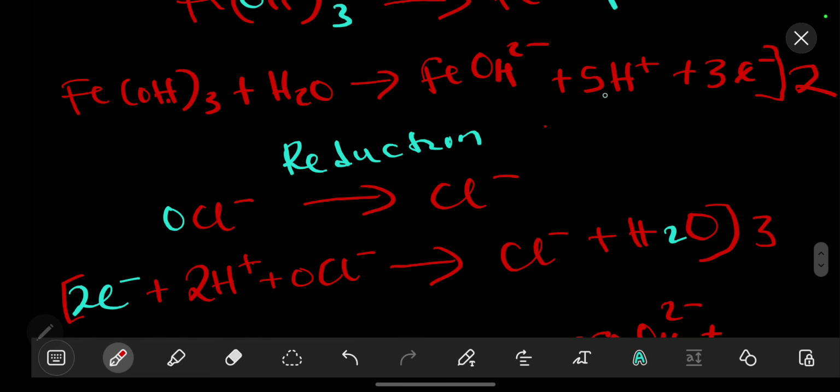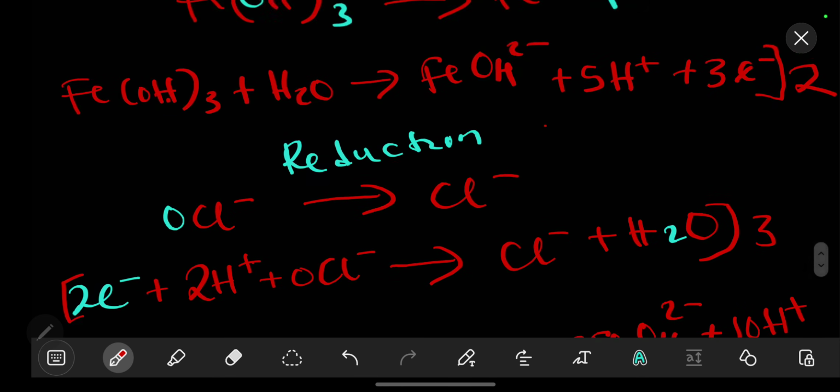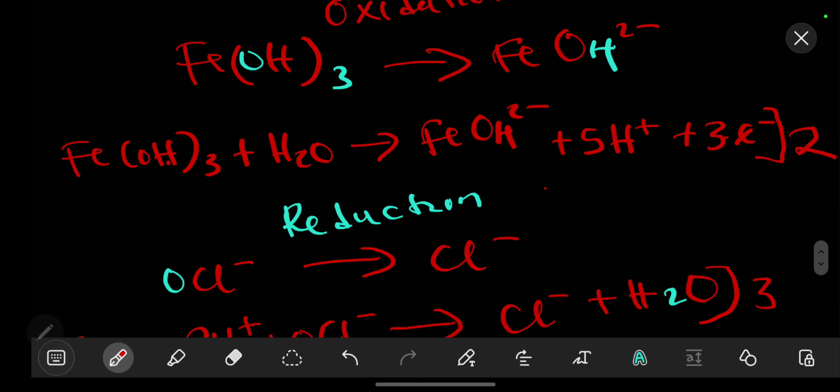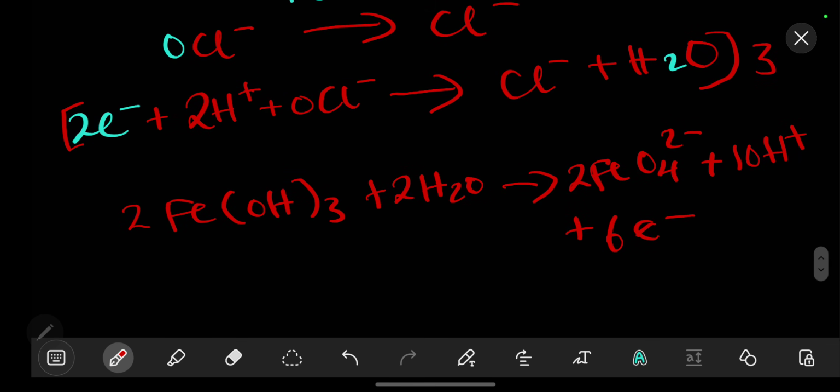We have 2 times 5. This will give us 10 hydrogen ions, H plus. Then we have plus 2 times 3. It will give us 6 electrons. So we are done with that. Let's go to this other one.